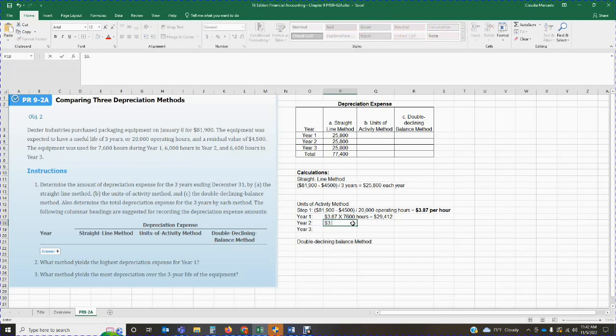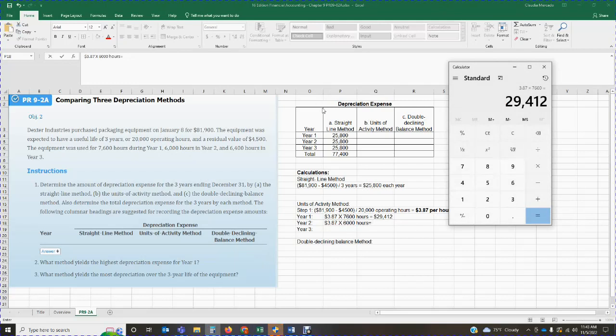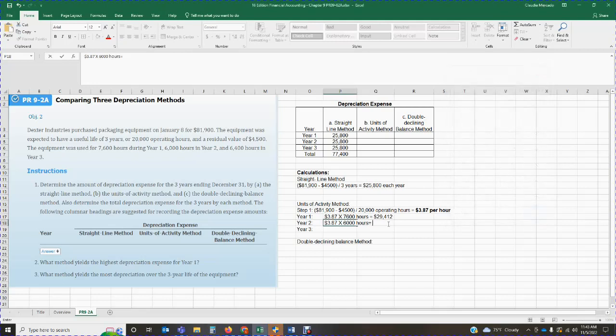For year 2, we once again start with the 387 per hour. And in year 2, we used the equipment for 6,000 hours. So this ties to the actual usage of the equipment, which better aligns than just depreciating it straight line. If we use it more in one year, the depreciation is going to be higher. If we use it less, it's going to be lower. So 387 times 6,000 gives me 23,220.